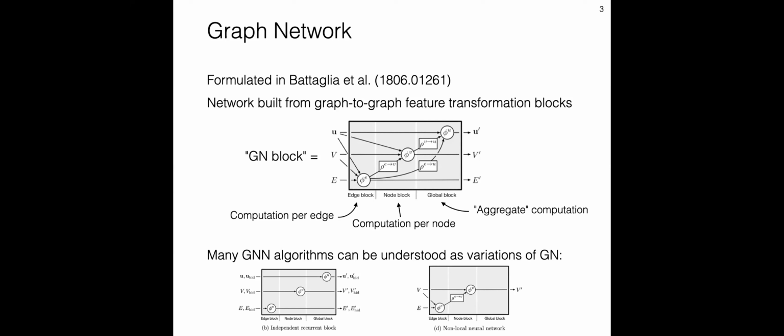Now, if you omit certain connections or operations in this diagram, you end up with variations of the graph network, and many graph neural network algorithms can actually be understood as these variations. The algorithm that I'm going to talk about can also be understood this way.